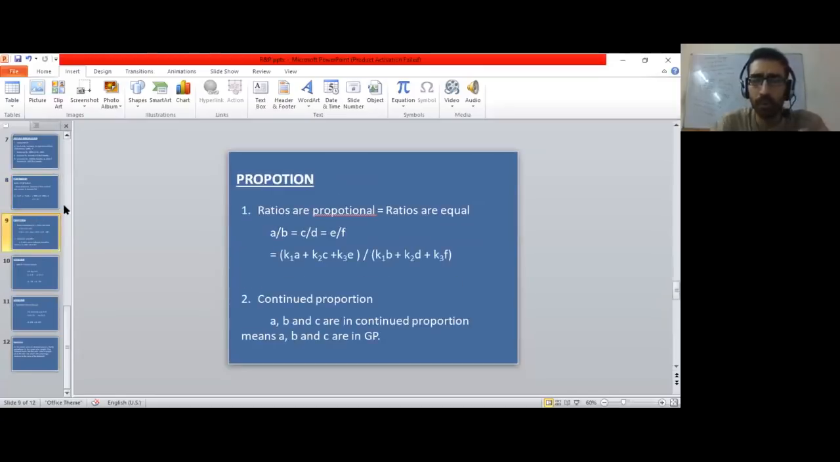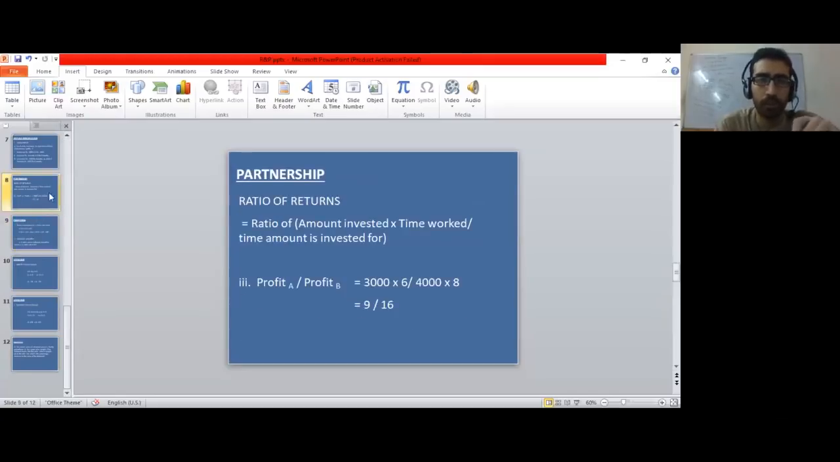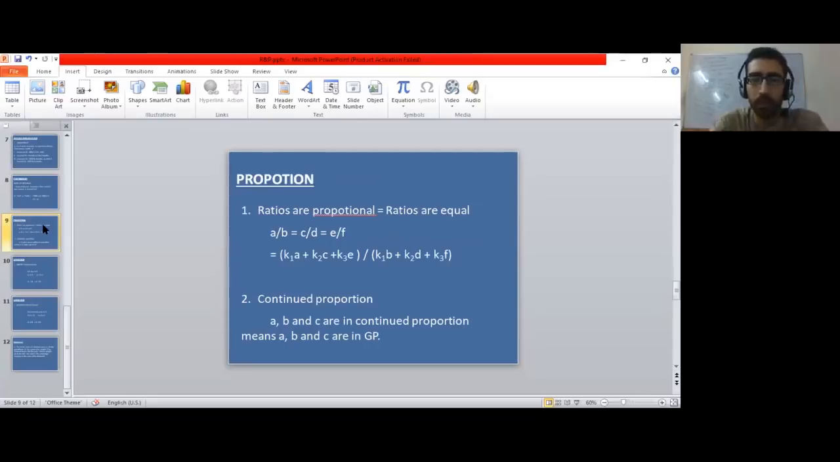Yeah, we'll see more questions on ratios and more applications of ratios, but I also want to introduce the term proportion. The way proportion as a term is used, in point number 1, is ratios being proportional. So we say A is to B is proportional to C is to D.